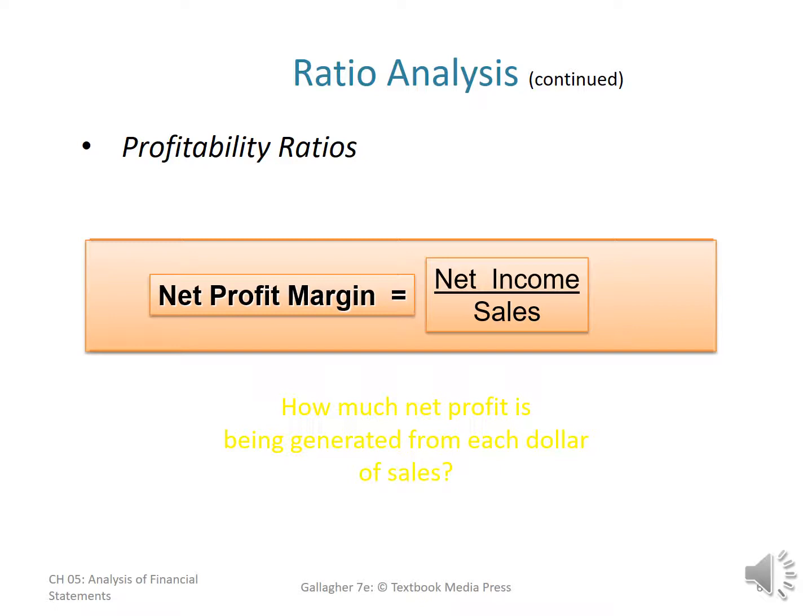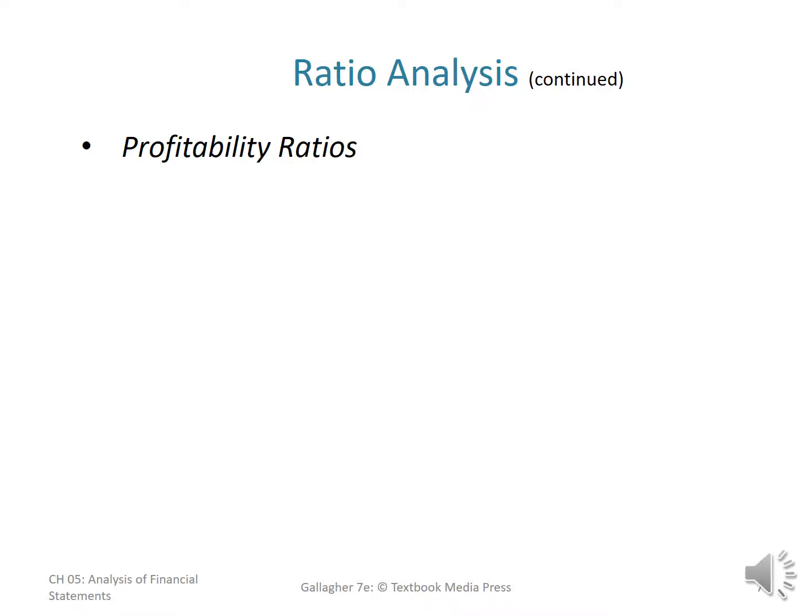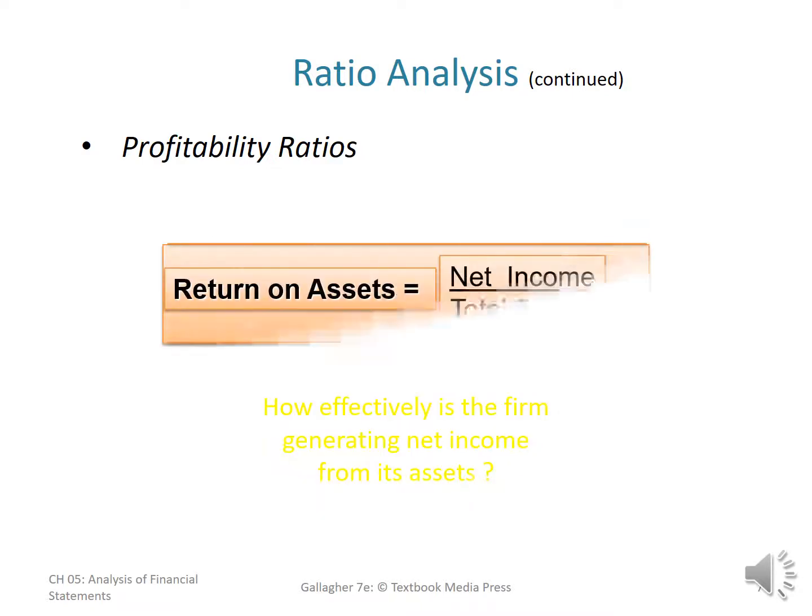Net profit margin is net income divided by sales. It measures how much net profit is being generated from each dollar of sales. Return on assets is net income divided by total assets. It measures how effectively the firm is generating net income from its assets.